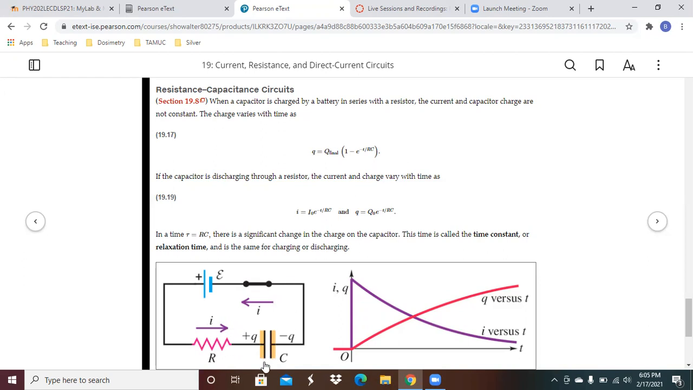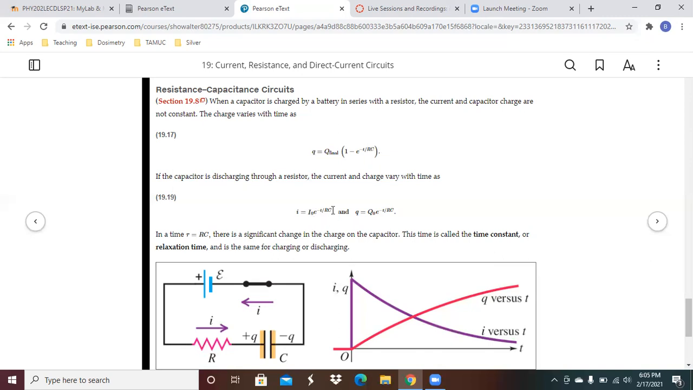How do we gauge how much charge is building up here? Well, not to put too fine a point on it, this is going to be the formula in which we will determine that. We have the Q final, and then we have an exponential term over here with this RC right here, and that is going to refer to a specific time. In that time, there's a significant change in the charge on the capacitor. The time is called the time constant or the relaxation time, and it's the same for charging or discharging.